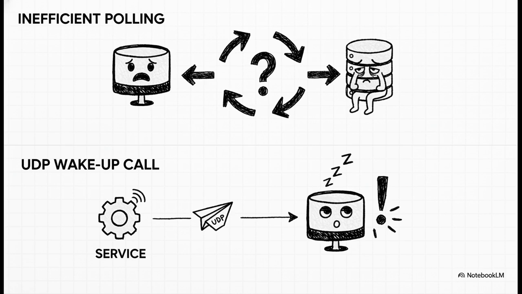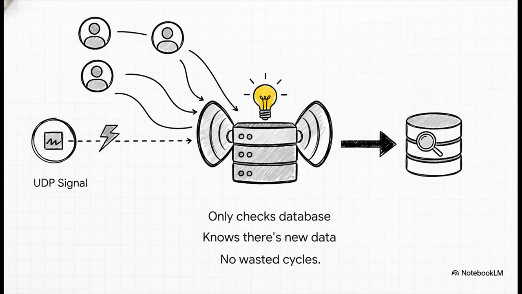The service sends a tiny, one-way fire-and-forget UDP packet straight to the server. And our server's main loop, the one powered by that same stream select function, isn't just listening for users. It's also listening for this special UDP signal. The second that little packet arrives, the server knows, okay, it's time to go to work. It checks the database only when it has to.